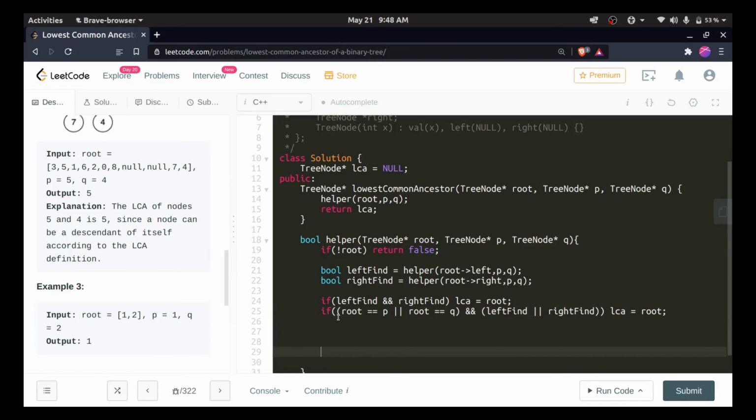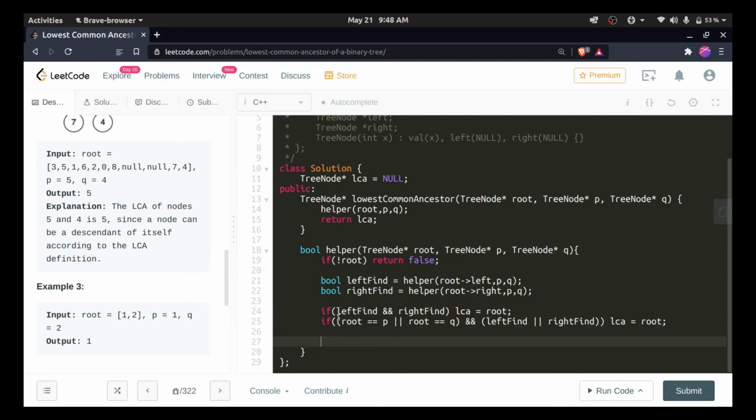Or else I've done these two things. Now what do I have to return to my caller? I have to return whether I have found any one of the nodes P and Q. So that will be root equals P or root equals Q, or if I find anything from my subtree, I have to pass it down to my caller: find left, find right. So that's all.